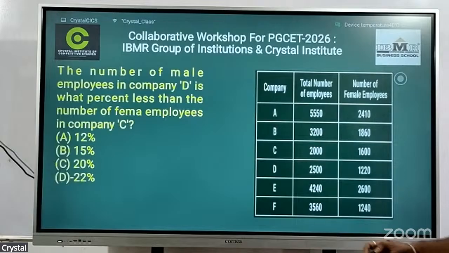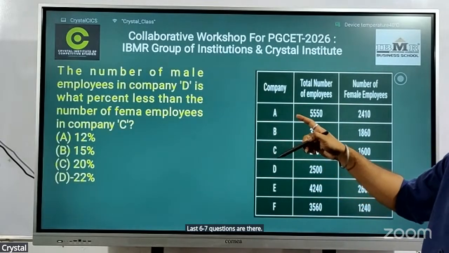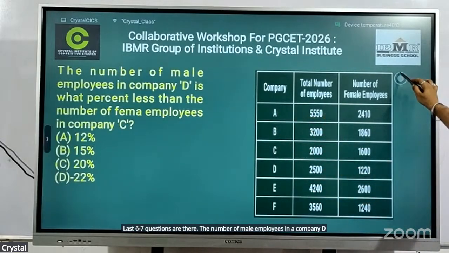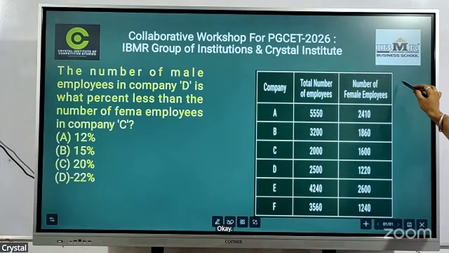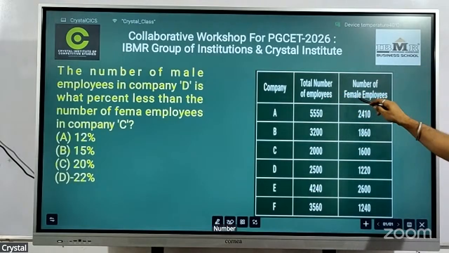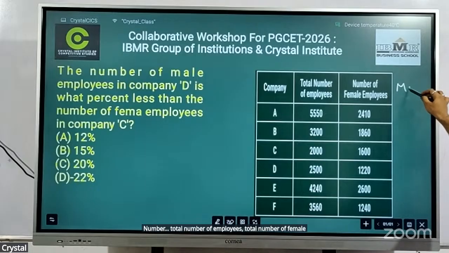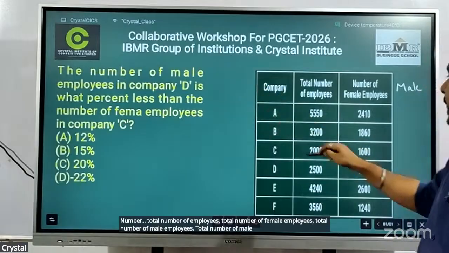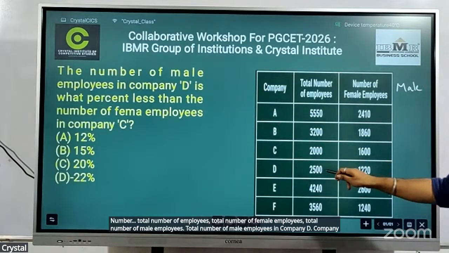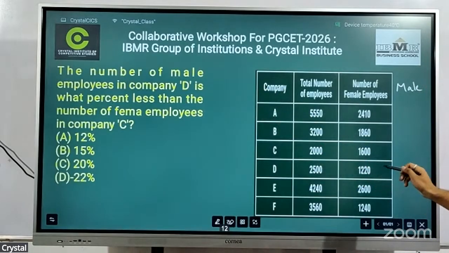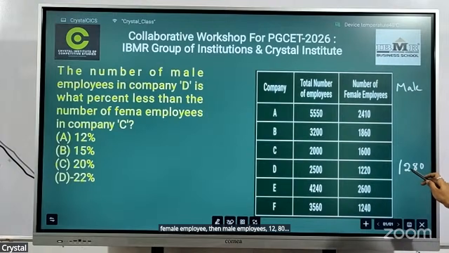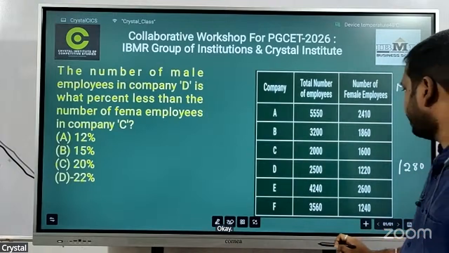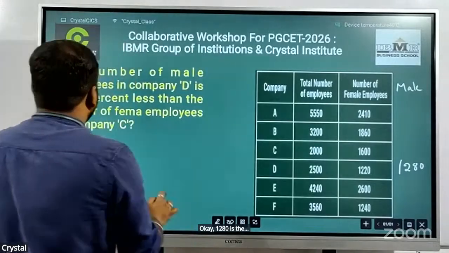Last 6-7 questions are there. The number of male employees in company D. Total number of employees, total number of female employees, total number of male employees. Company D total is 2,500. 1220 is the female employees. Then male employees are 1280. 1280 is the male employees.